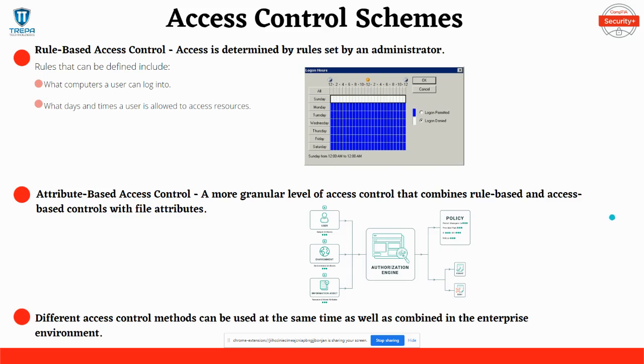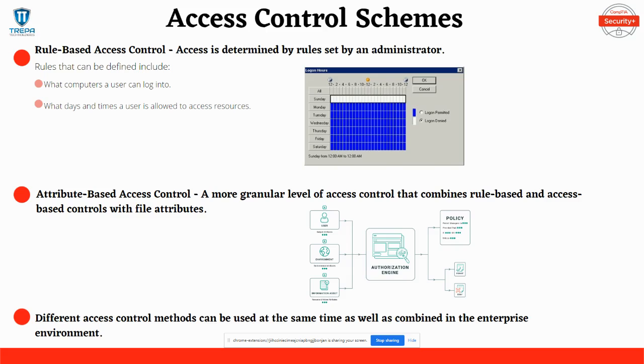Rules-based access control: these rules are set by the administrator. An example of this is configuring when a user can log in, or configuring only specific systems that the user can log into. And then attribute-based access control is the more granular level of access that combines rule-based and role-based controls and file attributes to determine access, right? So this can just use specific attributes to give someone access to something. So this could be their policies, their location, their environment, right?